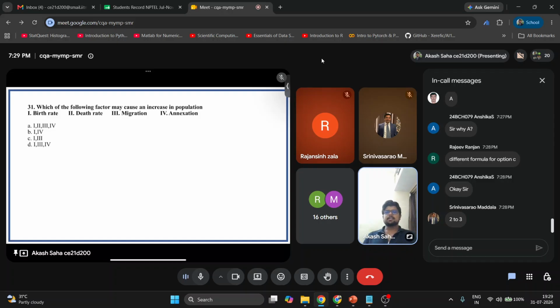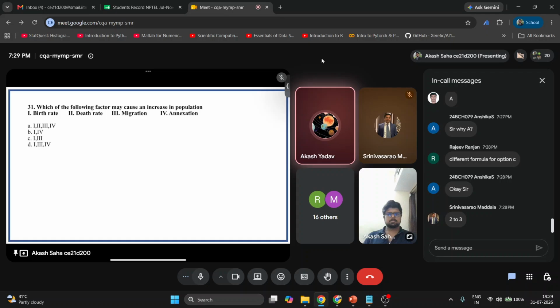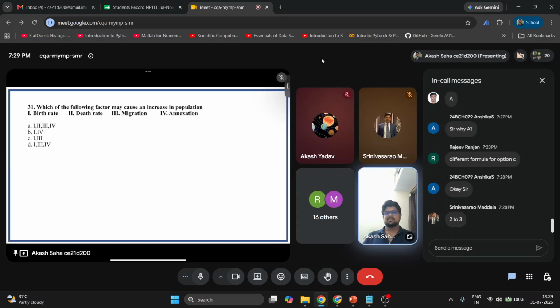Which of the following factors may cause an increase in population? Birth rate, death rate, migration, annexation. Option D, yes. This is very simple. Death rate will cause a decrease. Other things can increase your population. So 1, 3, and 4.